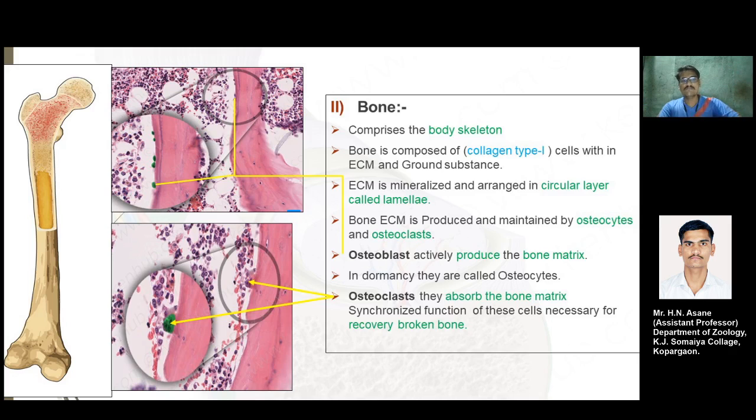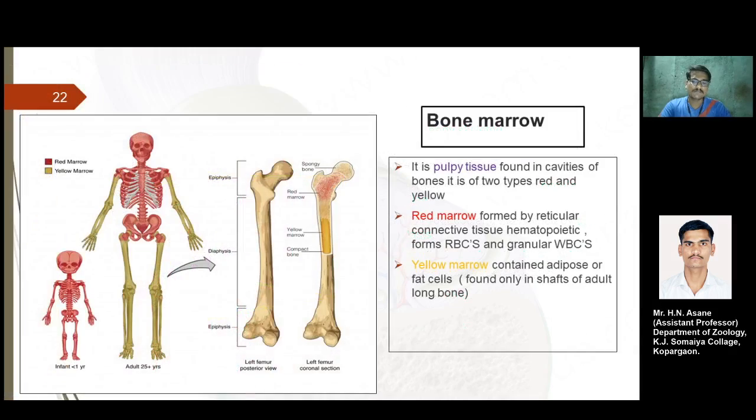If any bone injury happens and our bone is broken, then these osteoblast cells release numerous matrix, and the osteoclast cells absorb that matrix so that the healing of the bone occurs. And you can see the osteoclast highlighted in green color in the below slides. Okay. The next one is the bone marrow.